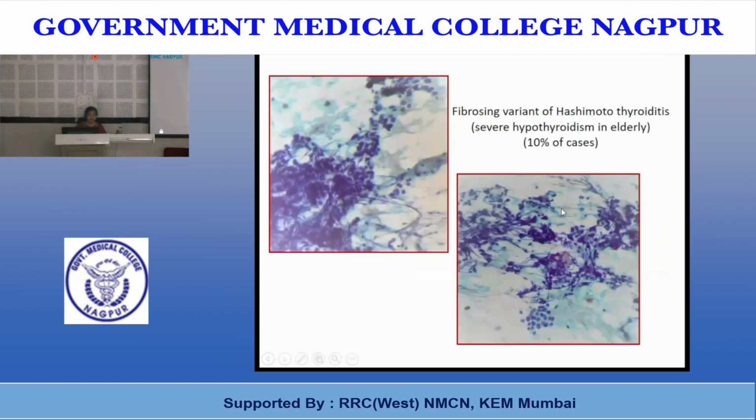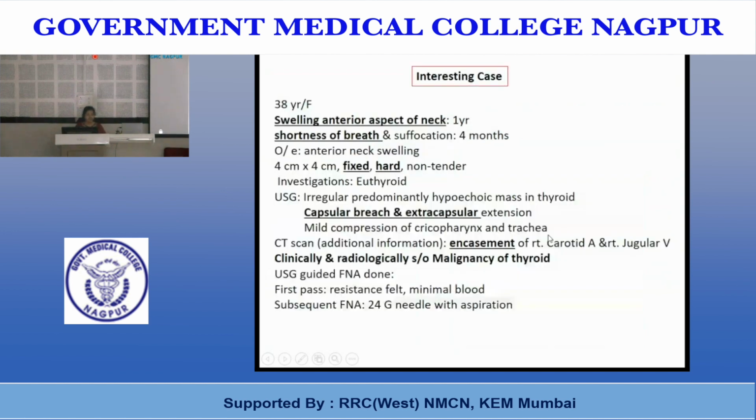Now sometimes Hashimoto's can have such marked fibrosis, seen in elderlies with severe hypothyroidism. Now I'll show you an interesting case in relation to this fibrosis. This is of a 38-year-old female. She came with a thyroid swelling, shortness of breath, and the thyroid was fixed, hard. On radiology, there was a capsular breach, extracapsular invasion, and encasement of the major vessels. All of this, clinically and radiologically, was suggestive of a malignancy of the thyroid.